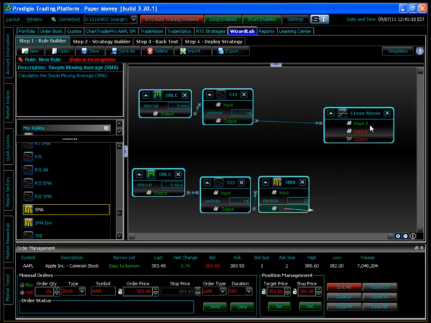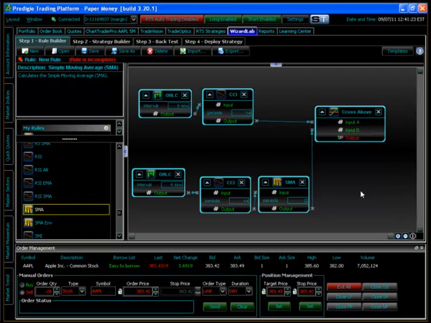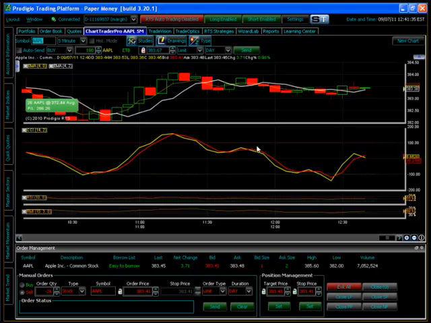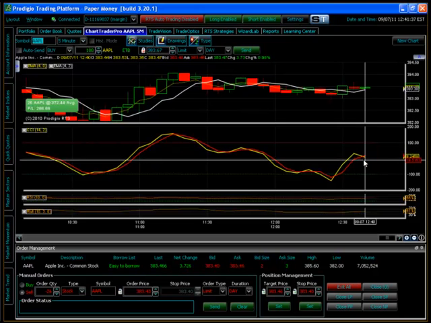I can pull this output and send it into input B of the cross above. And that will trigger signals. This cross above study is going to fire signals only when, and the description up here, when I look at these studies, I get a description. It'll state this: it only gives me a signal when things cross.